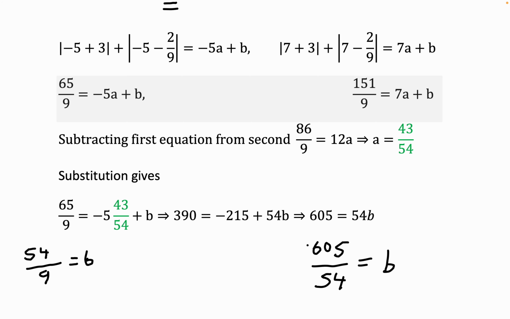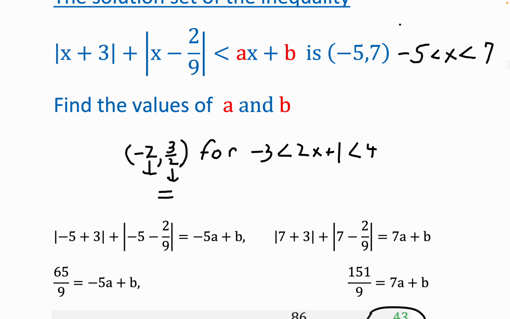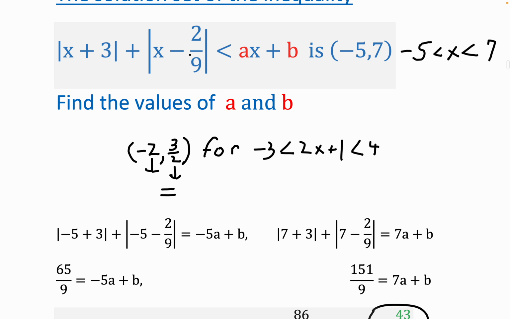But anyway, 605 over 54 is b, and a is equal to 43 over 54. Those are some crazy fractions, but you can check by coming back up here and substituting them in. 43 over 54 goes right there, and 605 over 54 goes right there, and you actually get this clean solution interval. But again, I want to repeat, if you try to solve this directly without taking advantage of this equality condition, meaning that at the endpoints you're going to have equality, not inequality, right?